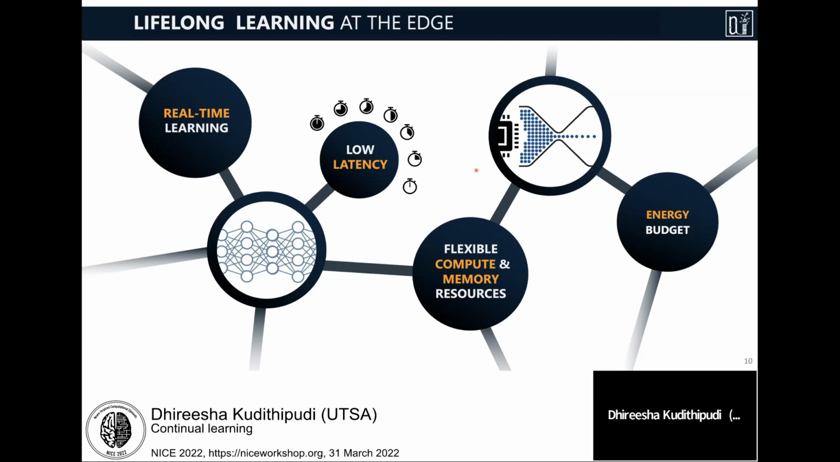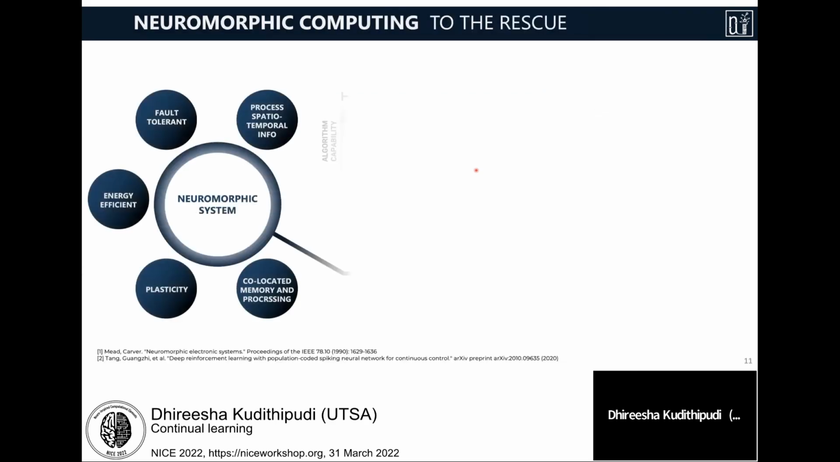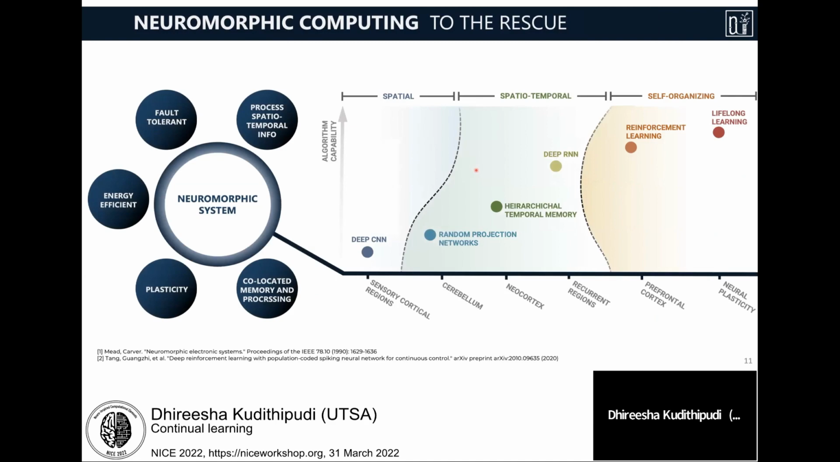Because when we are thinking about learning at the edge, you also have to have this real-time learning capability. It needs to be able to make these decisions with low latency and use very few memory and compute resources and under highly constrained energy budgets. And this is where we think taking the neuromorphic approach could offer us some reprieve.